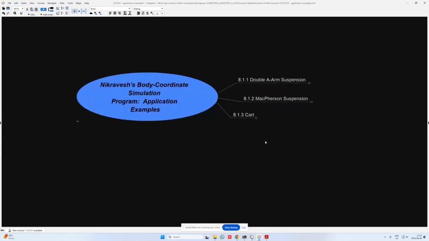Okay, now with that being said, today we're going to look at PMD section 8.1.3, which deals with the cart example. So we're going to look at a new type of joint that we also specify in the system, which is known as a disc joint. And this is going to facilitate rolling of a wheel along some sort of a surface.